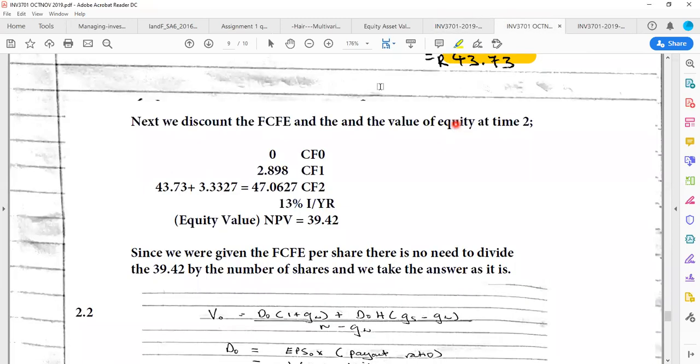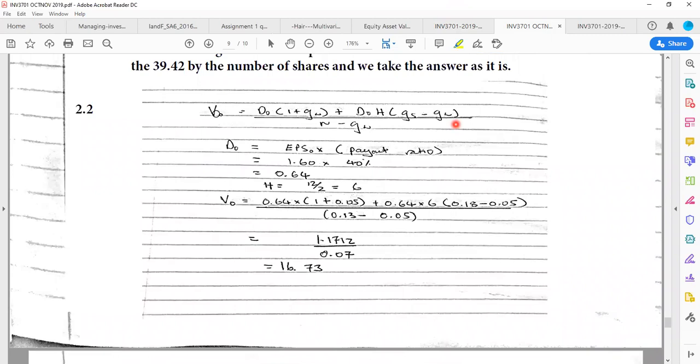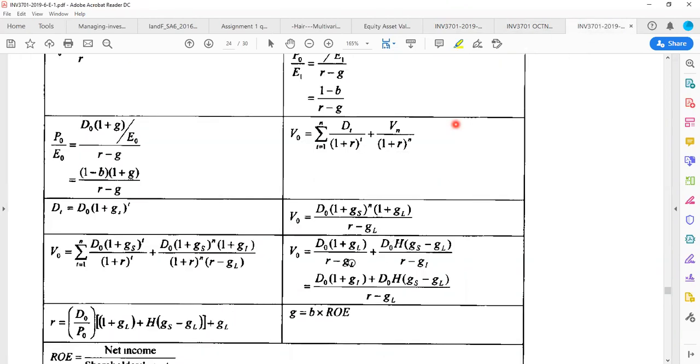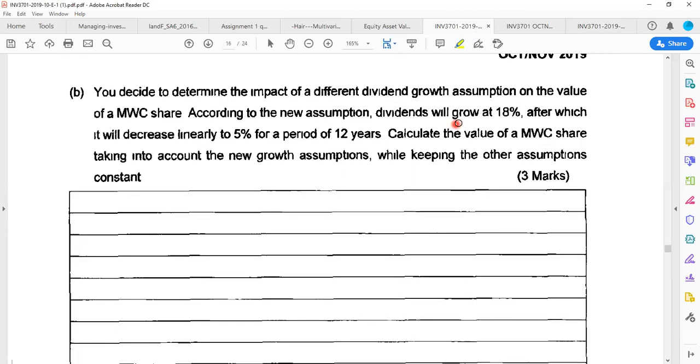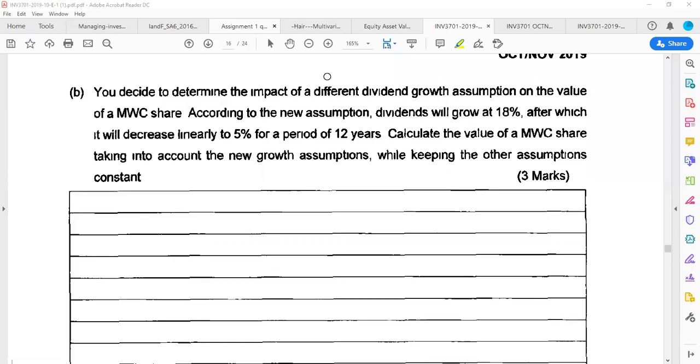So in this case, we are now working with the H model. The H model is found on your exam paper, here it is. So we are now working with the H model. The key item that will tell you that we're working with the H model is the assumption where they say that dividends will decrease linearly. When you see this, you should then just think about the H model. And if they give you the number of years for which the dividends are declining linearly.